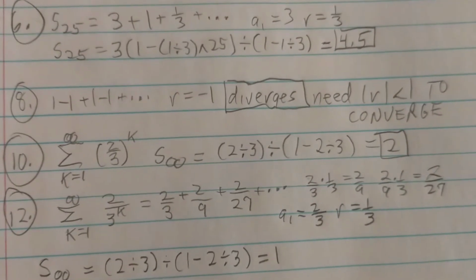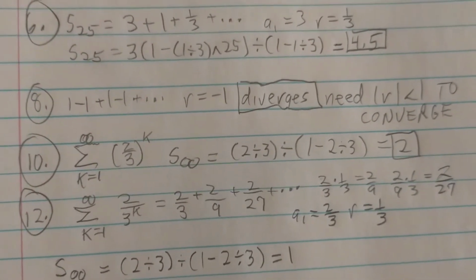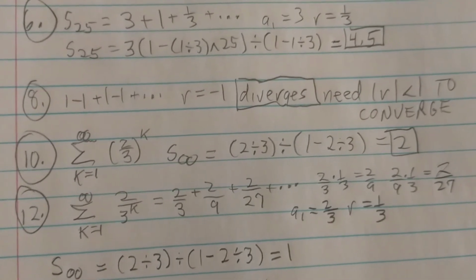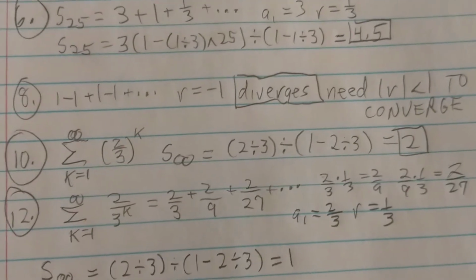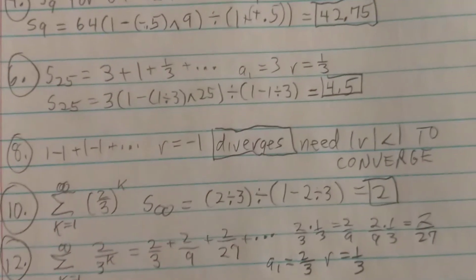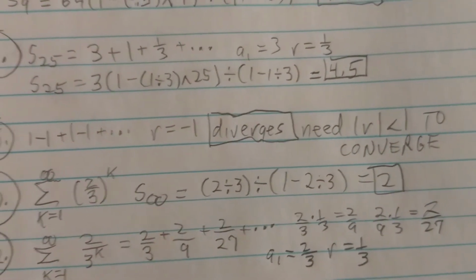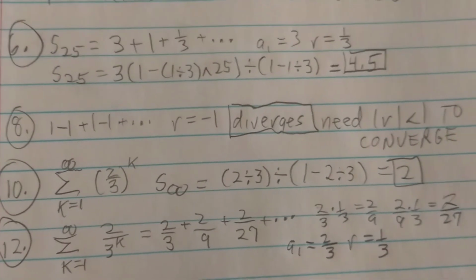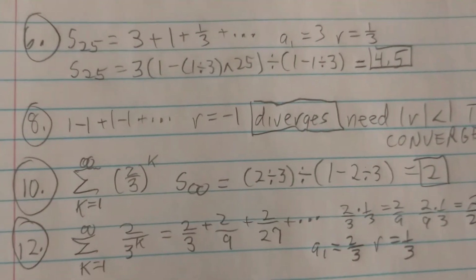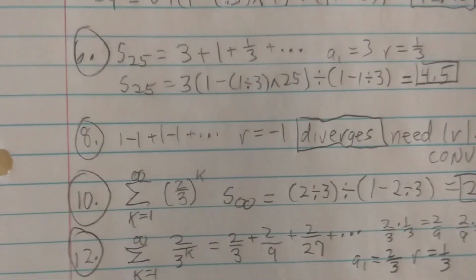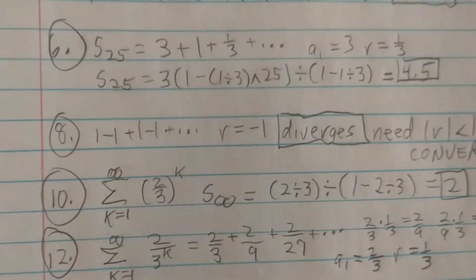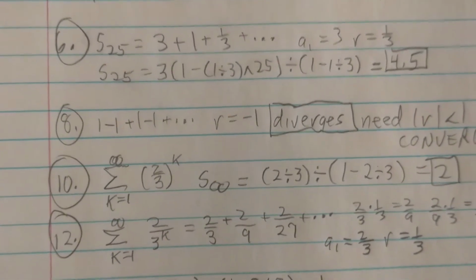S25 is 3 times left parentheses, 1 minus, again, left parentheses, 1 divide 3, right parentheses, it must be like that, power 25, divided by, left parentheses, 1 minus 1 divide 3, right parentheses, and make sure you can come out with 4.5.